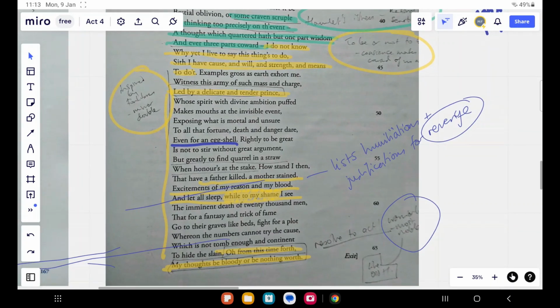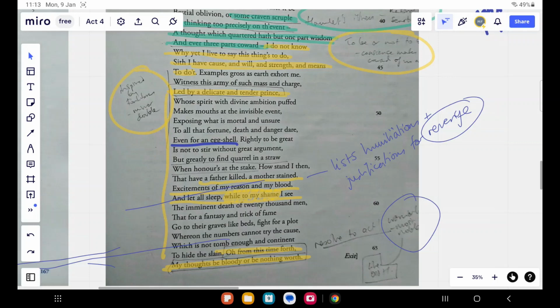So he calls, and this is a lovely phrase, the plot of land that they're fighting over an eggshell, so, you know, a sense of worthlessness. And he uses another kind of derogatory term, but greatly to find, you know, it is not to stir without great argument.